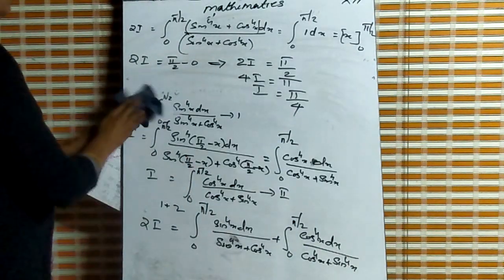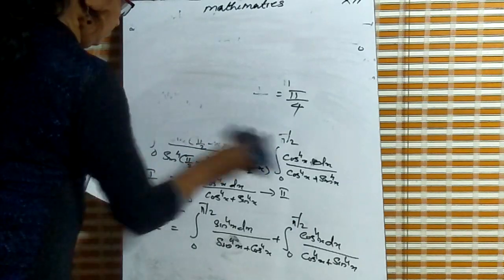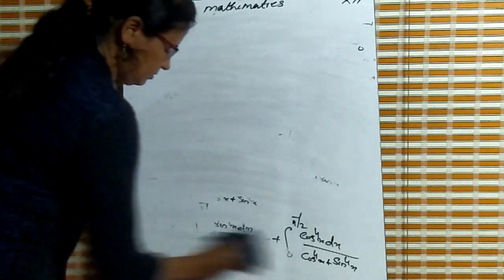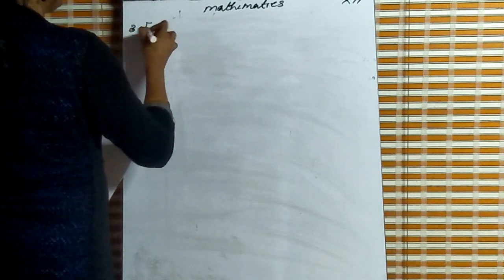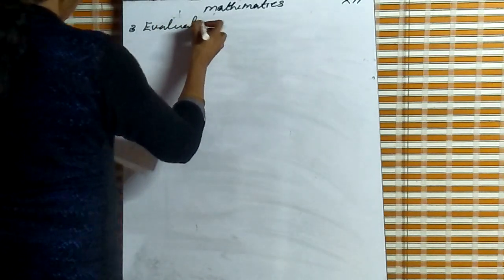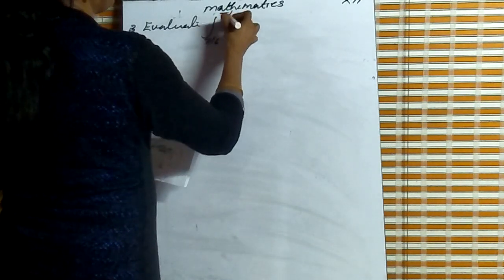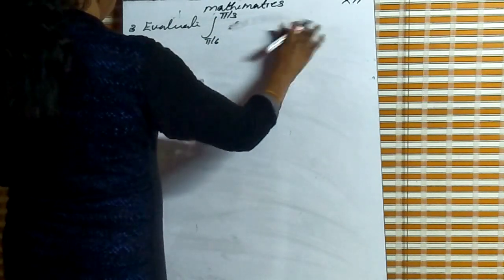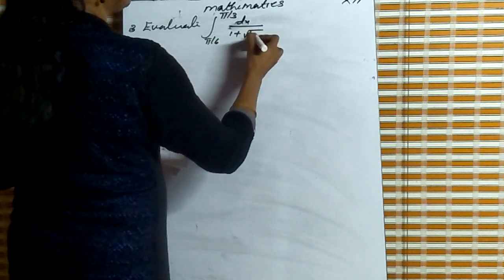Third question. Evaluate the integral from pi by 6 to pi by 3 of dx by 1 plus square root of tan x.